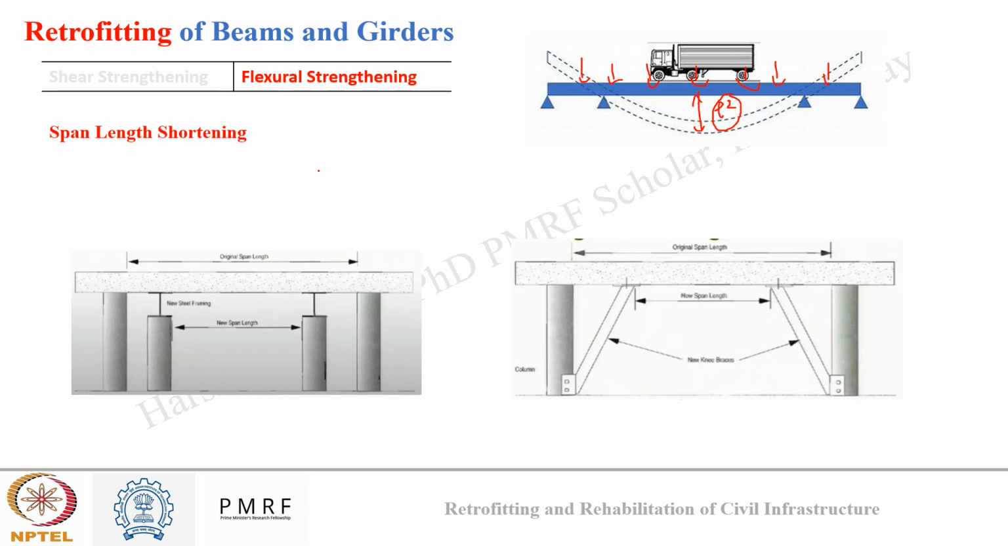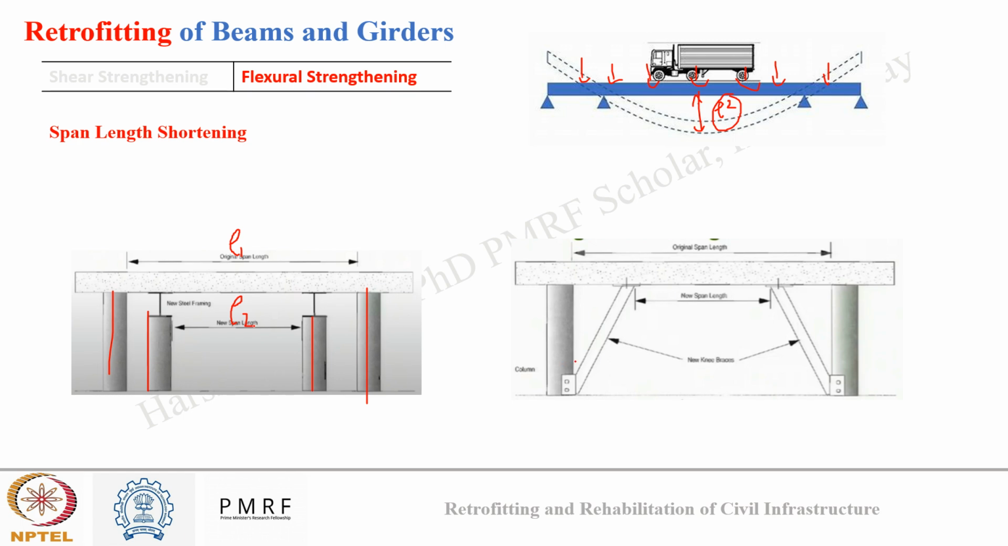How? By shortening the distance between the supports, and this can be done by providing additional support. So here you can see these were the old supports, and in between an additional support was provided. So initially my span length was L1, now my span length is L2. Since L2 is smaller than L1, the bending moment acting on the beam will be lower. Okay, and this will help me to strengthen the structure.